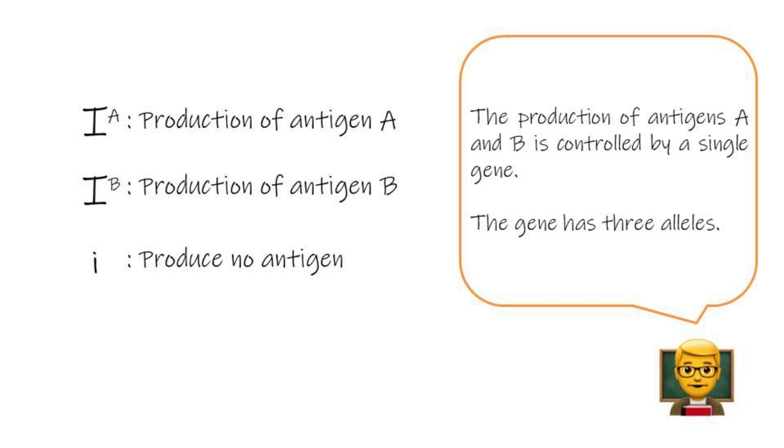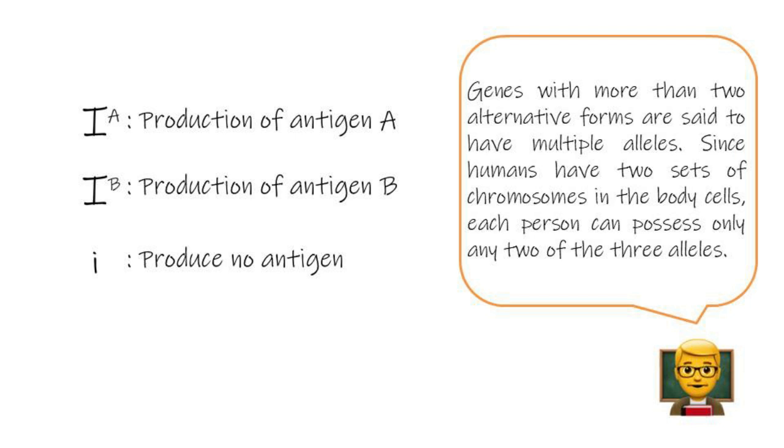The production of antigens A and B is controlled by a single gene. The gene has 3 alleles. I^A is responsible for the production of antigen A. Similarly, I^B is responsible for antigen B, while small letter i produces no antigen. Genes with more than 2 alternative forms are said to have multiple alleles.